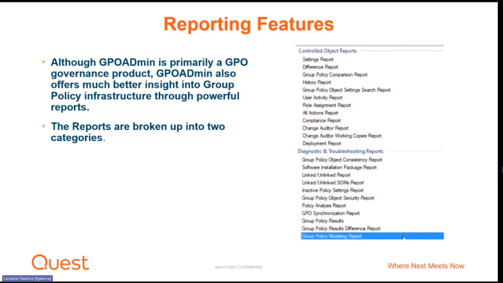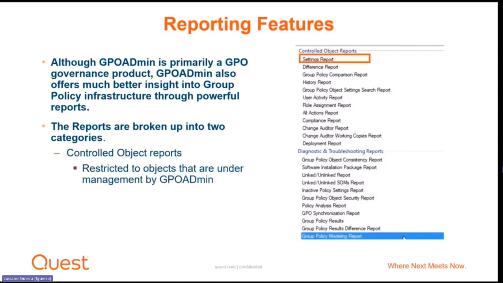GPOADmin provides powerful reports for object control, from settings and differences reports to comparison and deployment. We can even integrate with our change auditing tool to give reports on where the change took place, for example, a specific domain controller or the originating machine that the user was on while making the change.